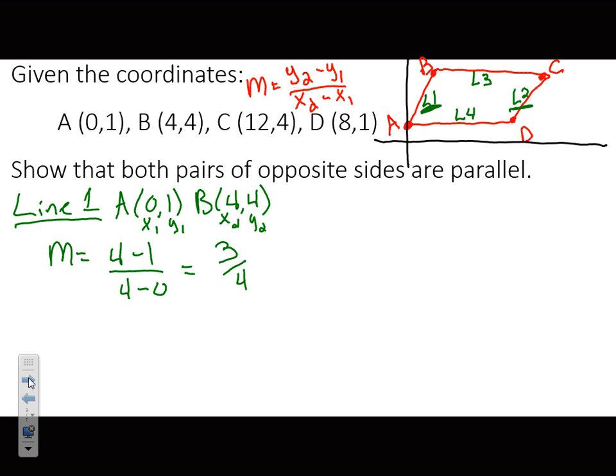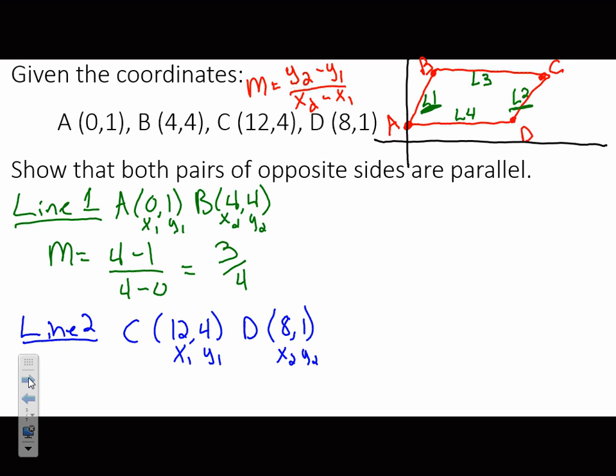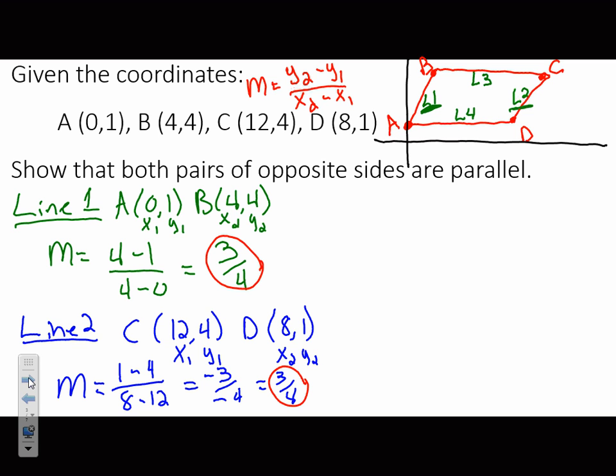I'm going to do the same thing for line 2. Line 2 up there uses C and D. C is (12, 4), and D is (8, 1). I'll call this x1, y1, x2, y2. Now we're going to plug it in. So m equals, my y2 is 1 minus 4 all over 8 minus 12. When I simplify that, I get negative 3 over negative 4. But two negatives make a positive. So since I get 3/4 and 3/4, these lines are indeed parallel.